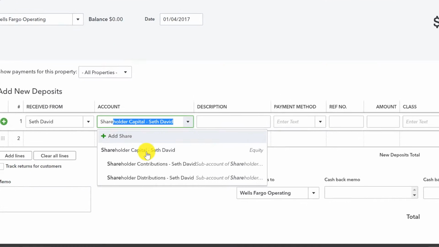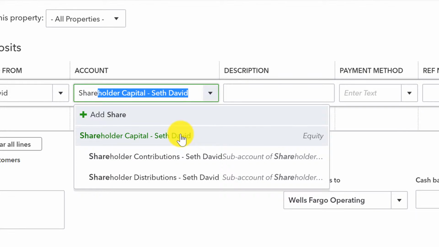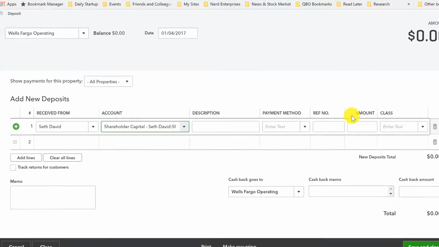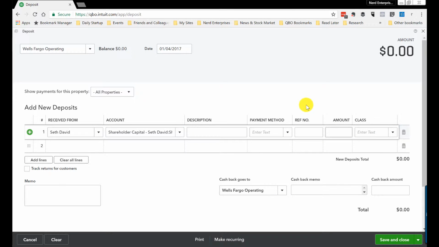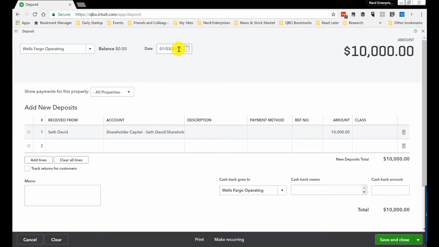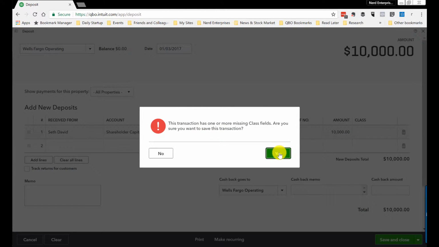Now, notice what I've got here. I've got an account called Shareholder Capital. It's an equity account. And I've got two sub-accounts, one for shareholder contributions and one for distributions. You're going to see by the end of this video how clean and nice this makes it. It becomes very clear what I've put in, what I've taken out, and what that all adds up to. So we're opening up our bank account with $10,000. We'll say we did it on the first business day of the year, January 3rd. And I'll say save and close.